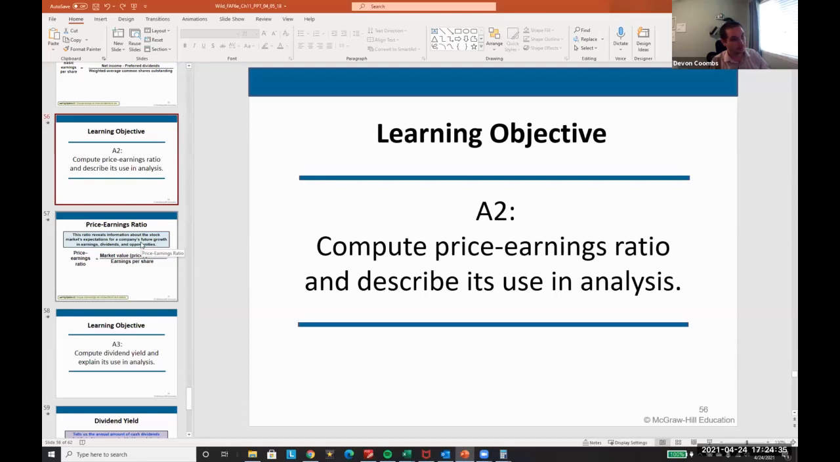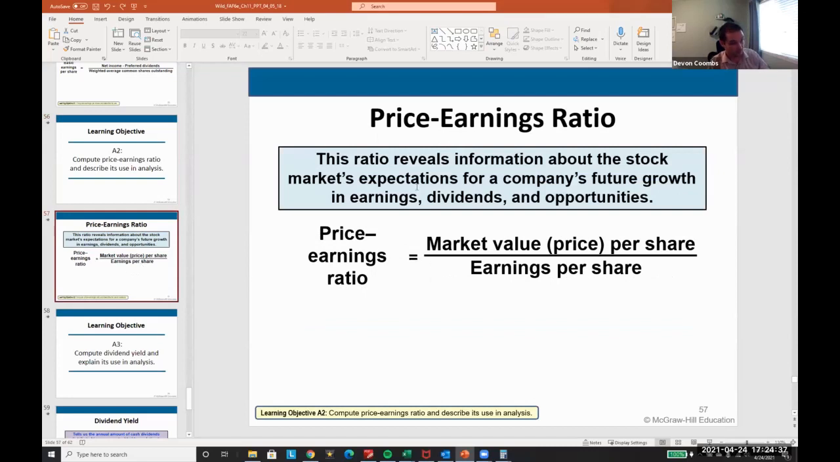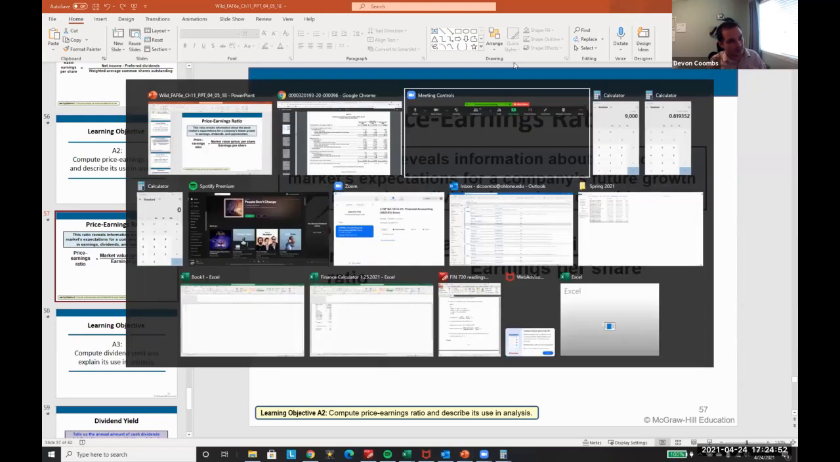Okay, compute price earnings ratio. So once we figure out the earnings per share, then you can figure out the price earnings ratio. And this is how a lot of people invest. It's a way to do value investing. It's how much a share is worth versus their earnings per share. And you can see it as a top metric for any investment.